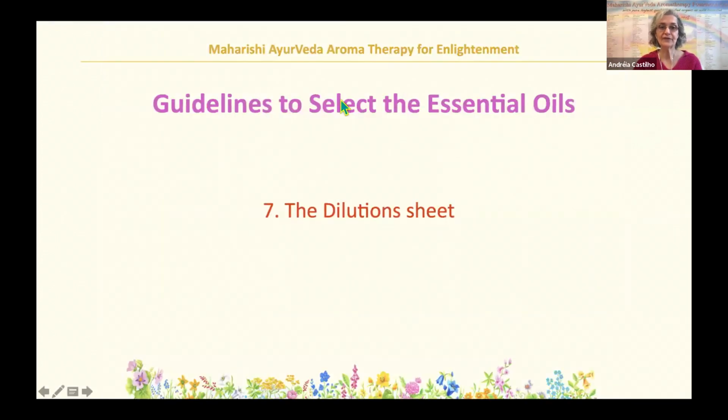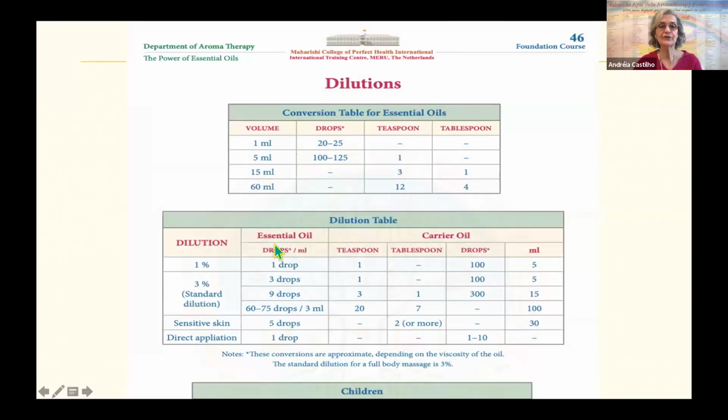Then if you're going to use a method that requires dilution, we have a dilution sheet to make your life easy. So if you have to dilute at 1%, you just look up the table and you know 1% means 1 drop of essential oil in 1 teaspoon of carrier oil. Carrier oil is a vegetable oil. So then you know that makes your life much simpler. If the essential oil follows a standard dilution, say 3%, that's 3 drops of essential oil in 1 teaspoon of carrier oil. So you just look up the table and you know exactly how to dilute.